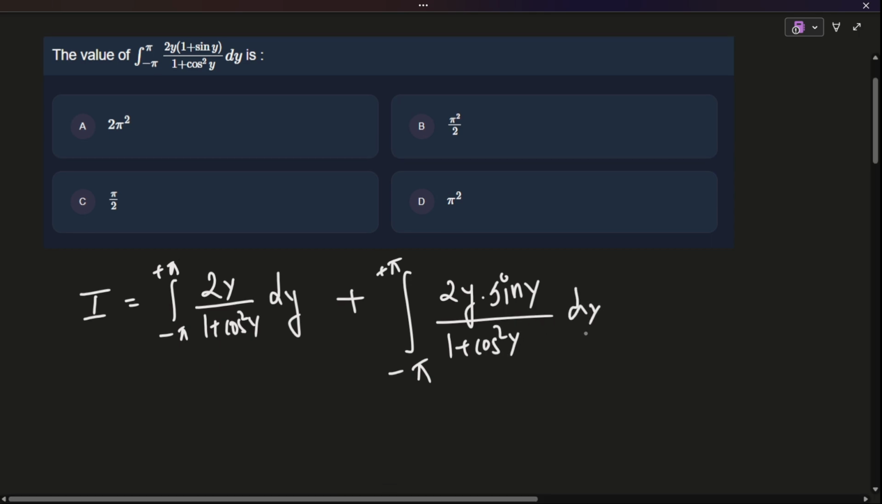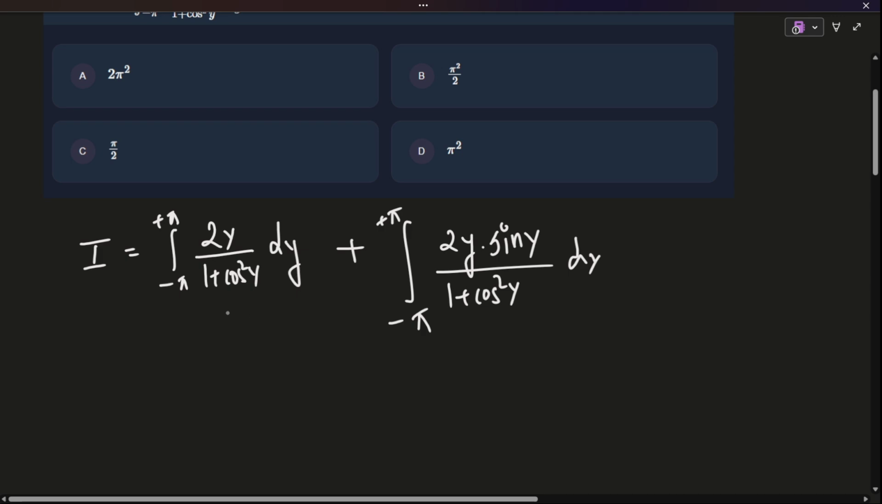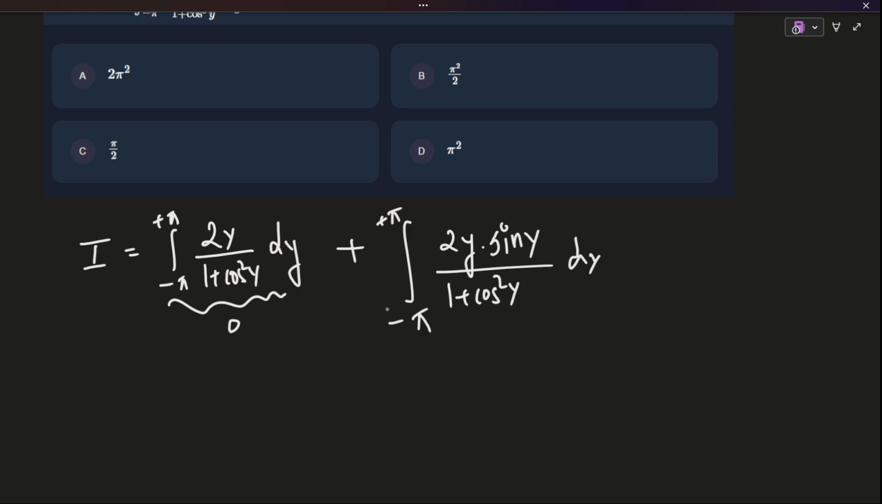dy. Now, if you notice, even-odd property, we are using it here because minus a to plus a, this is an odd function because cos square y is even and y is odd. So this integral will directly go to 0, isn't it? And we will be left with this integral, where we again apply the property of 2 times. You will get 4 times the integral from 0 to pi of y into sin y by 1 plus cos square y.